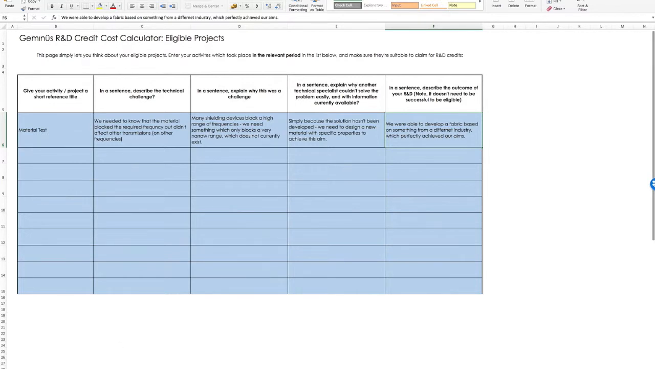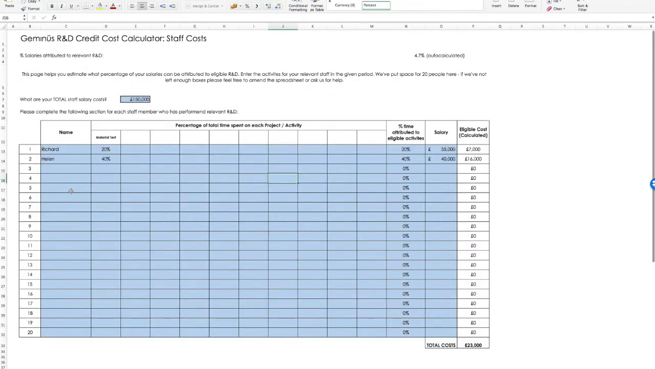So moving on to the next sheet, staff costs. This is the most complicated sheet here, so don't feel too overwhelmed by it. It is actually extremely simple. Now, when I asked you to give a short title, that's because you'll see here, material test. That title has been copied across from the last sheet. So across here, you'll have a list of all of your projects that you're claiming for, or hoping to claim for.